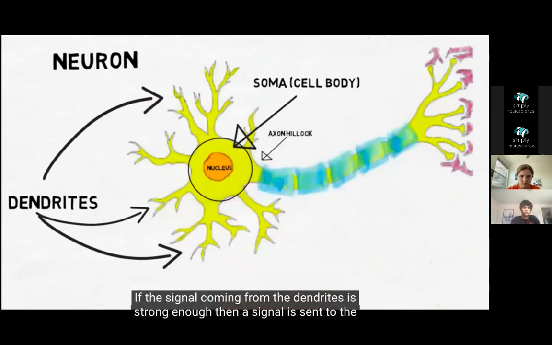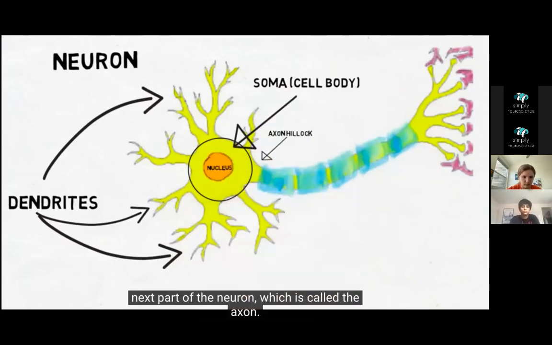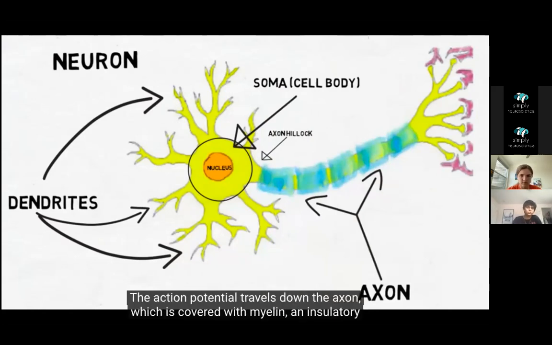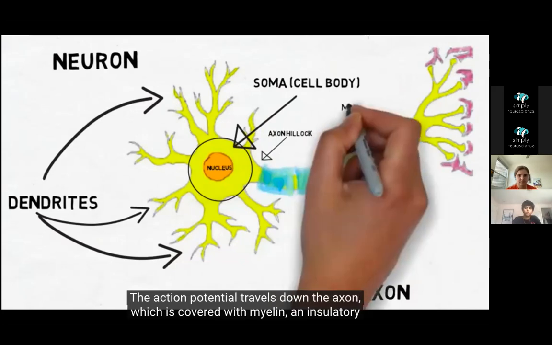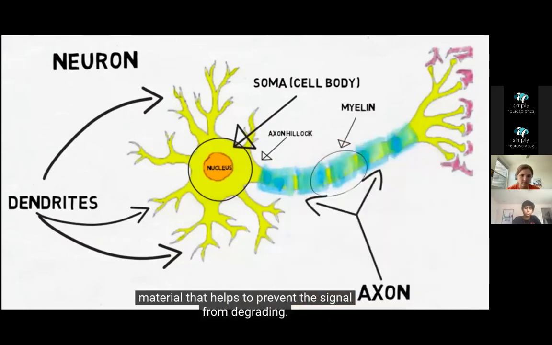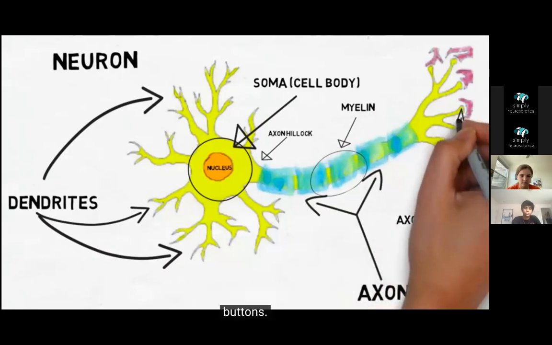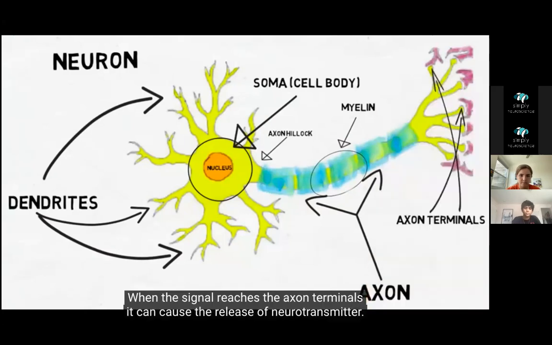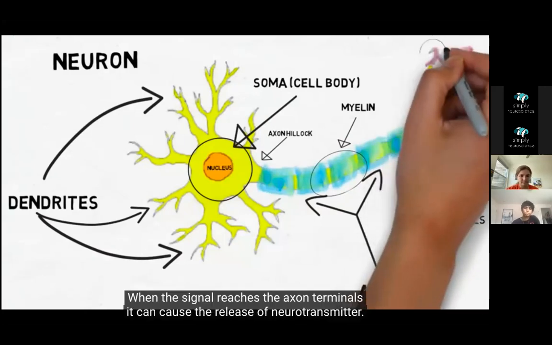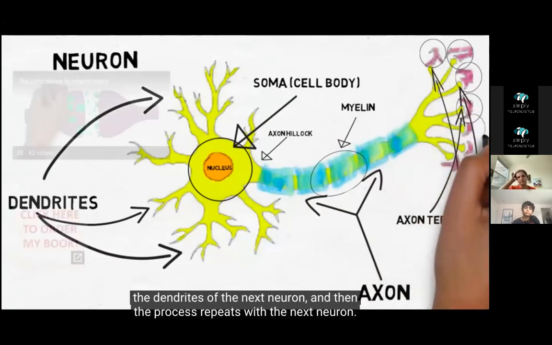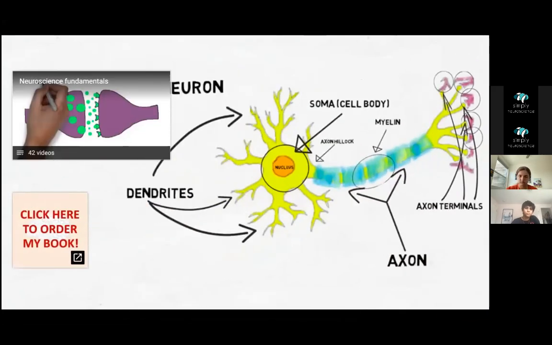If the signal coming from the dendrites is strong enough, then a signal is sent to the next part of the neuron, which is called the axon. At this point, the signal is called an action potential. The action potential travels down the axon, which is covered with myelin, an insulatory material that helps to prevent the signal from degrading. The last step for the action potential is the axon terminals, also known as synaptic buttons. When the signal reaches the axon terminals, it can cause the release of neurotransmitter. These purple structures represent the dendrites of another neuron. When a neurotransmitter is released from axon terminals, it interacts with the receptors on the dendrites of the next neuron, and then the process repeats with the next neuron.